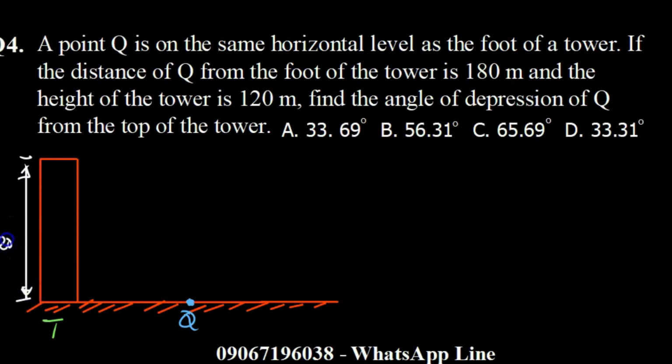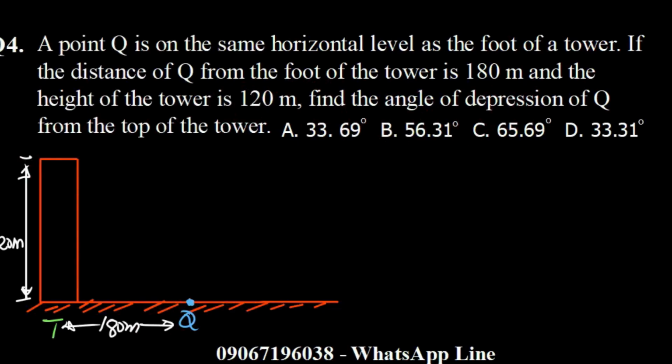So 120 meters. Now also we are told that the distance from the base of the building to Q is 180 meters. So the distance from this point to this point is 180 meters. Now we're asked to find the angle of elevation of Q from the top. Find the angle of depression.